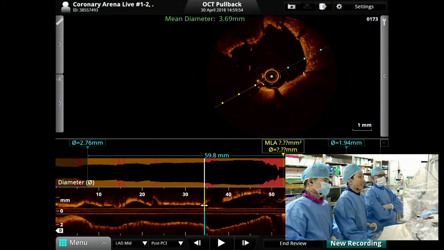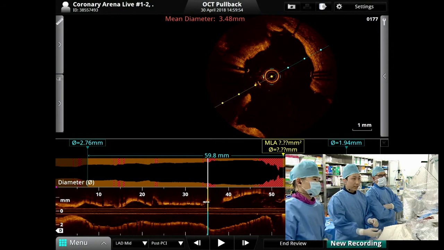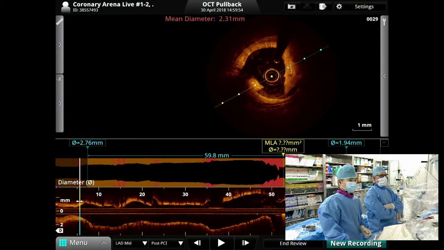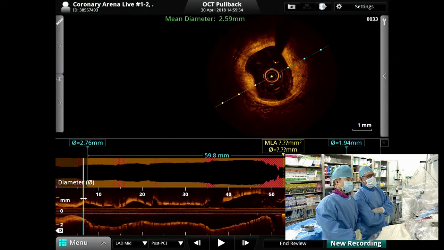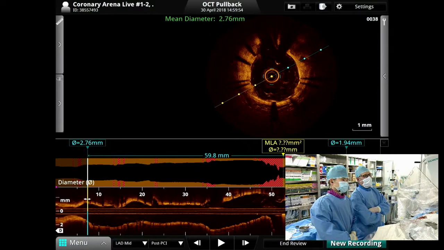Here is a bifurcation, right? Some tissue protrusion, right? Here is the distal. Yeah, we can identify some crack in the distal edge landing zone. It might be okay. Very small crack. Yes, small crack. Yeah, and right, we move forward.